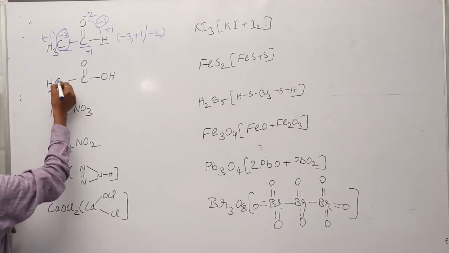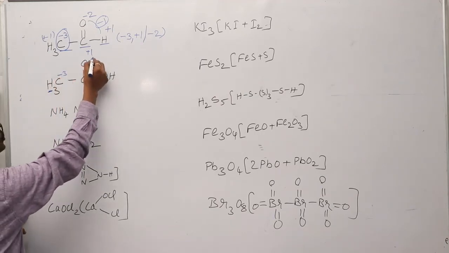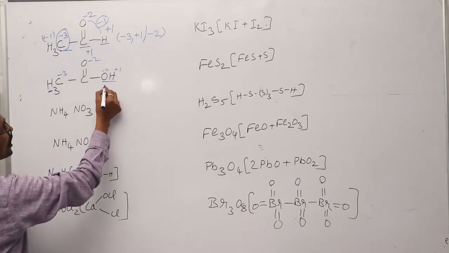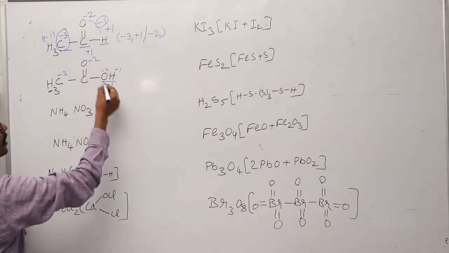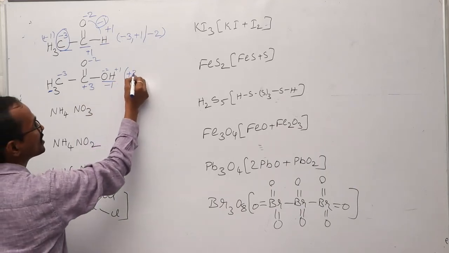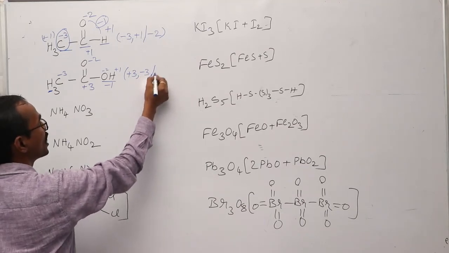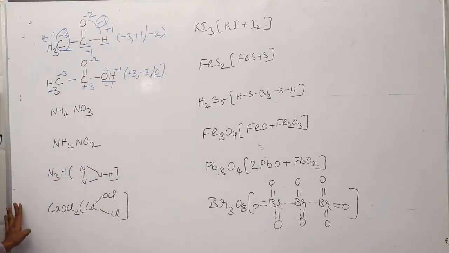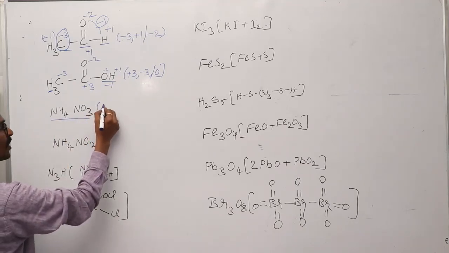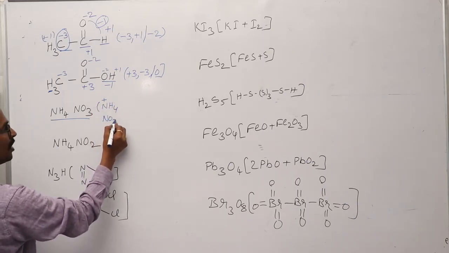Due to these hydrogens, +3 over here, so -3. Here -2, here -2, and here it is +1. So due to OH, -1. So total -3. So this is having +3. So one carbon is having +3 oxidation state, one carbon is having -3 oxidation state, and the average oxidation state will be 0.